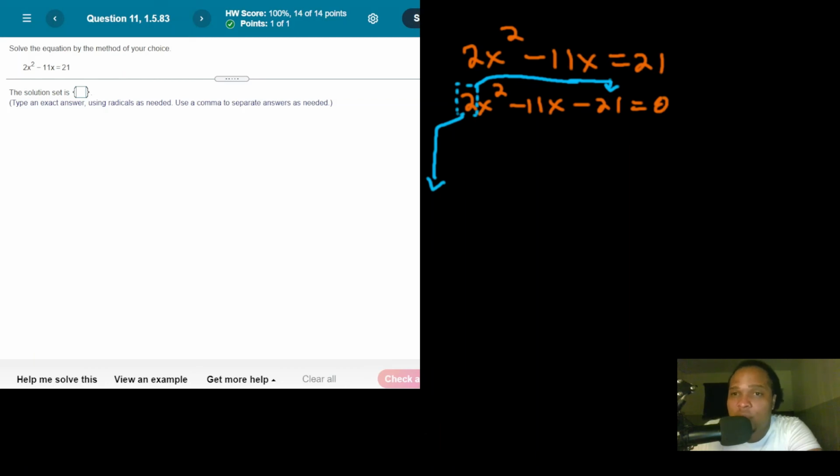But anyway, you take off the 2, that becomes x squared. Nothing happened to your B term, your middle term, so leave that as negative 11x. And then we're going to take the 2 and multiply by the 21. Remember, this is called the AC method. It's a type of AC method. So 2 times 21 will give you negative 42. And now we're going to go ahead and just factor this up.